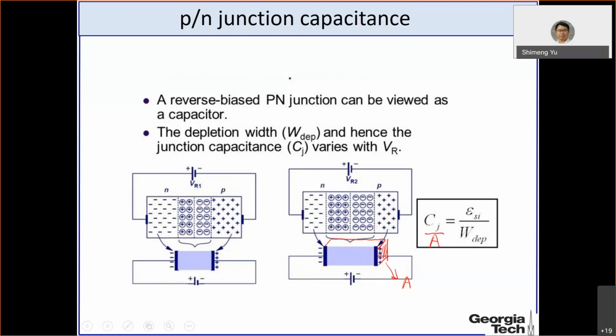And then if you normalize the capacitance per unit area, you get the epsilon silicon divided by the depletion width. And as we discussed earlier, as you increase the reverse bias, let's say you have more negative voltage applied, then you're going to have a wider depletion region. You have larger W, then the junction capacitance decreases. So this is the PN junction in reverse bias. It's more like a capacitor, and actually it's a variable capacitor, depending on the voltage, because the depletion width will change.